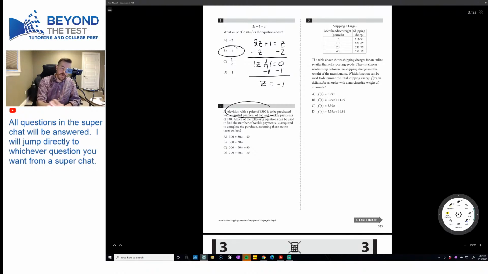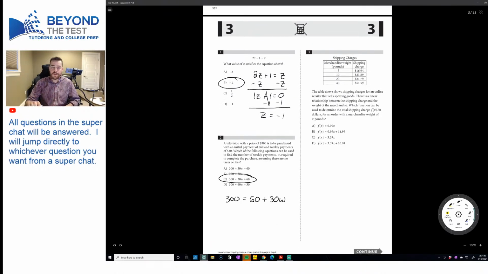Well, our television here costs $300, so that's what we need to get to. What we know is we're making an initial payment of $60, so we're going to pay $60 right off the bat. And then in addition to that, we're making weekly payments of $30, meaning we're paying $30 per week. So our setup should look exactly like this, and the answer that's the exact same as that would just be choice C. So you don't have to worry about solving it for a question like that. Just make sure you get the initial equation set up.